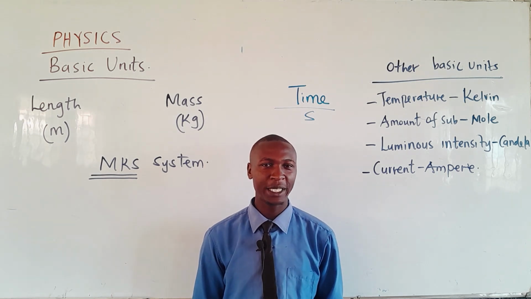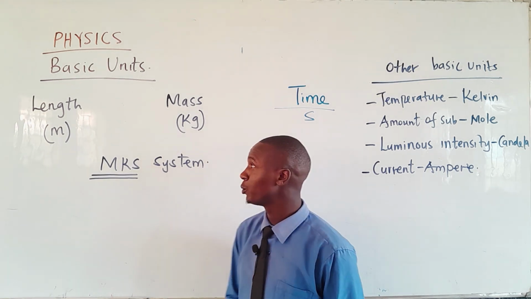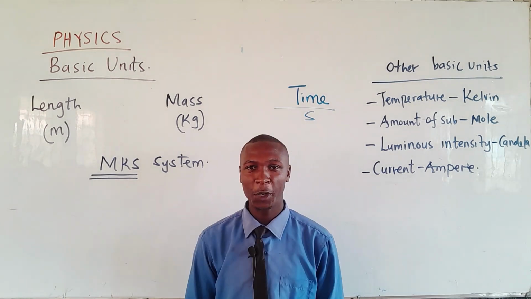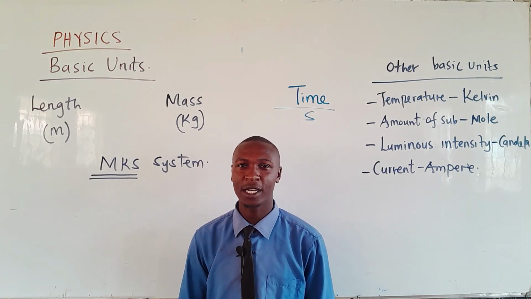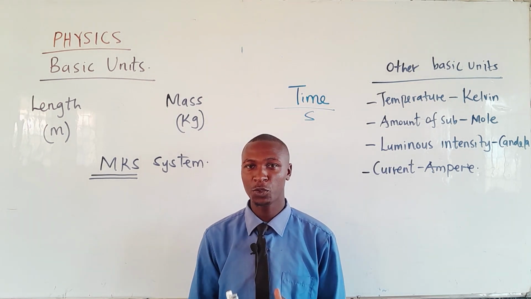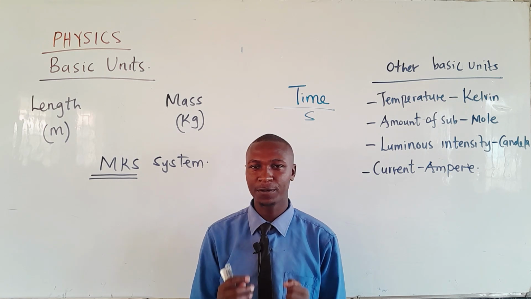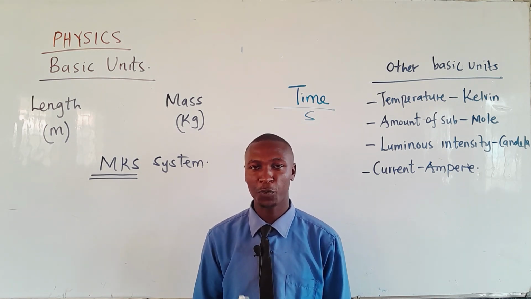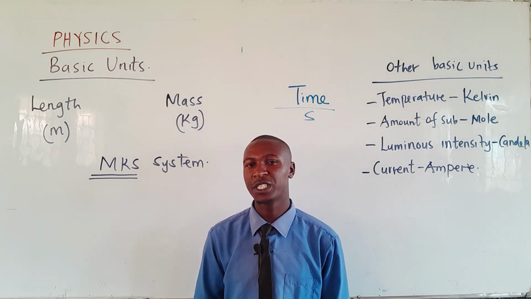For us to begin with physics, we have to start from the basics, and we're going to begin with the basic units. Basic units are the units that are used in physics. Remember, to really understand a lot of physics, you have to be able to define the basic quantities and their units, and of course, you must also be able to state their symbols.